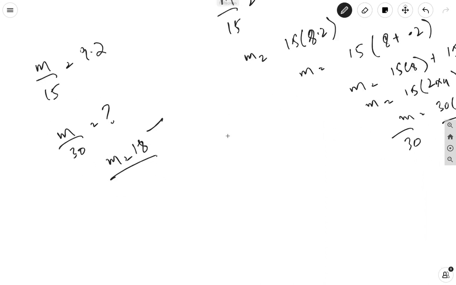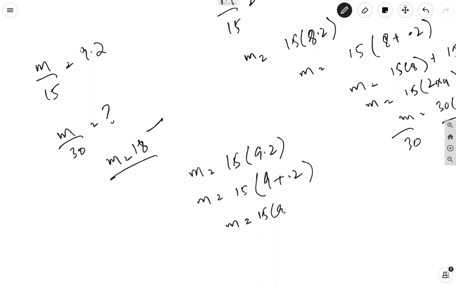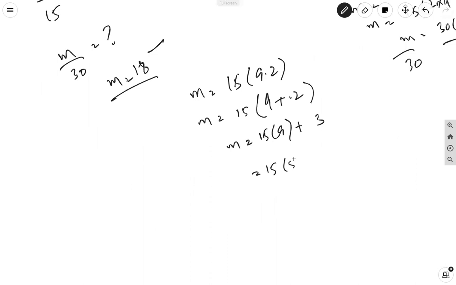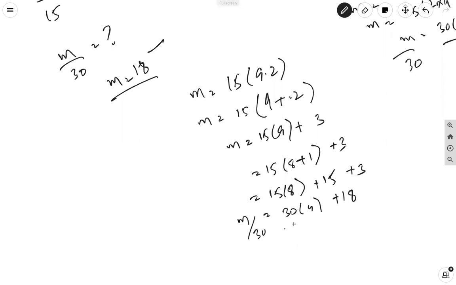Again, this is very basic. M will be equal to 15 into 9.2. M will be equal to 15 into 9 plus 0.2. So M is equal to 15 into 9 plus 3. Now we can write 9 as 8 plus 1, so 15 into 8 plus 15 plus 3. So this is 30 into 4 plus 18. And if we divide this by 30, the remainder will be 0 and we are left with 18 by 30. Again, the dividend is less than the divisor. That's why 18 will be the remainder.